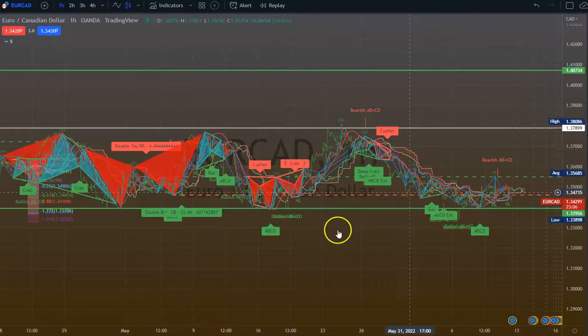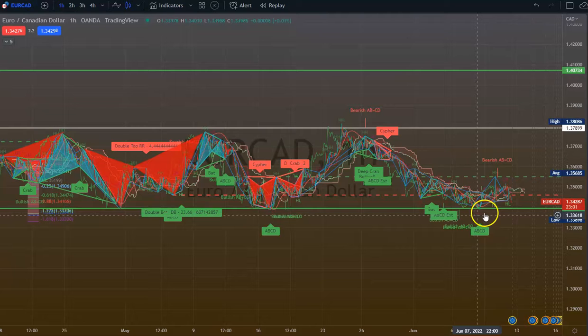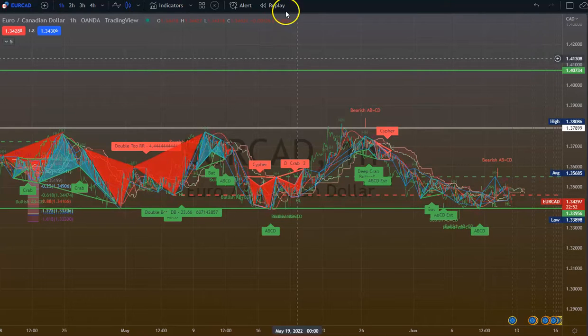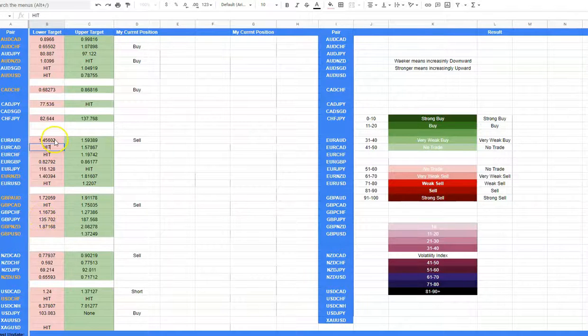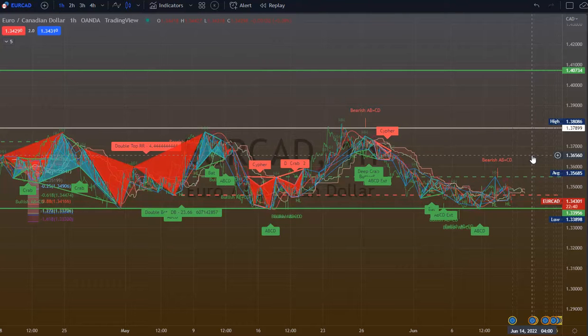All right, so USDCAD did hit. When was it? It was Wednesday. A nice bounce, kissed our lower target of 1.33956. So I ended up placing that here, right there, hit. All right. Fantastic week.